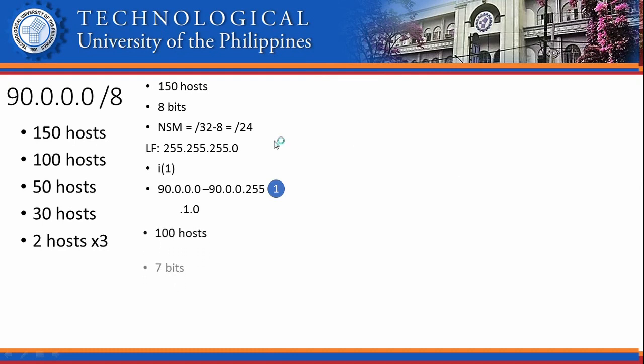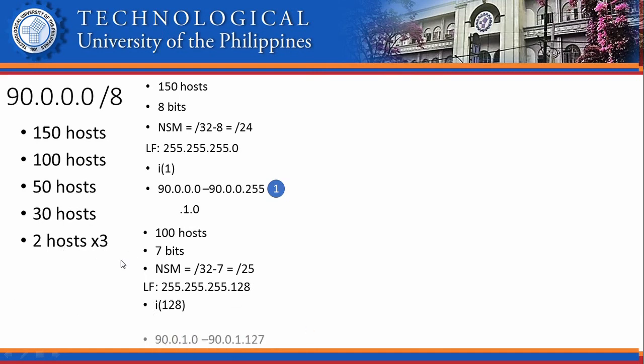Second is 100 hosts. For bits, we have 7. And for new subnet mask, we have /25. Convert natin sa long format. Magiging 255.255.255.128. Okay. We have 128 no, sa increment. And dito, ang magiging network address natin is yung 90.0.1.0. Okay? And ito yung magiging broadcast address natin, 0.1.127.